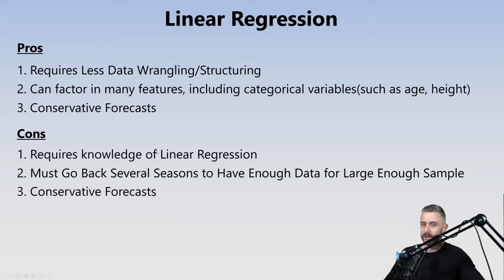And number 3, conservative forecast. That can be a pro, but it can also be a con. Because it's conservative, it is not going to really rock the boat too much year over year, but that might not be able to catch on to players who might have a breakout year or a year where they take a big step back. So that's linear regression. I use it too, in all 3 sports. It's good, but like I said, it's good for conservative forecasts. It's kind of like the yin to the yang of some other methods out there that are going to give you more variable forecasts.